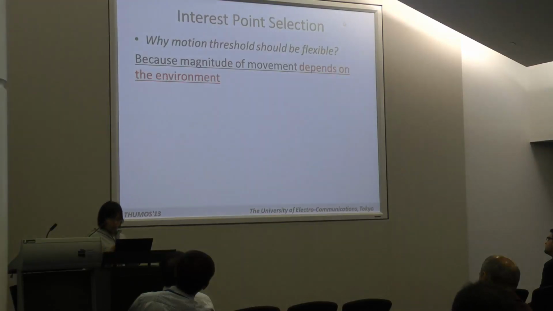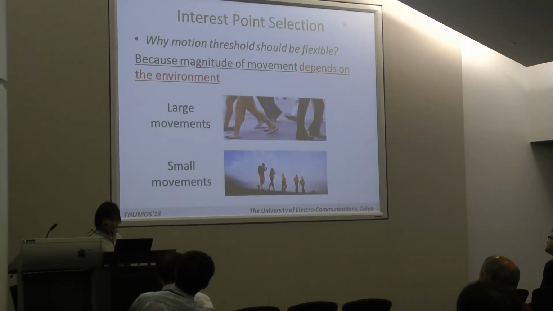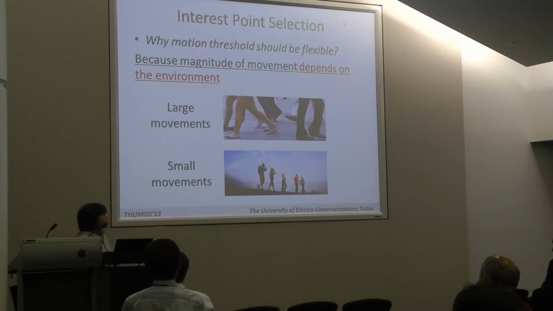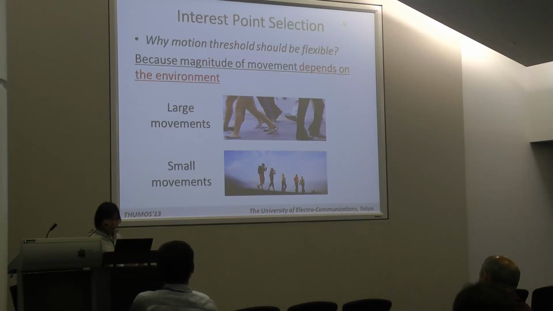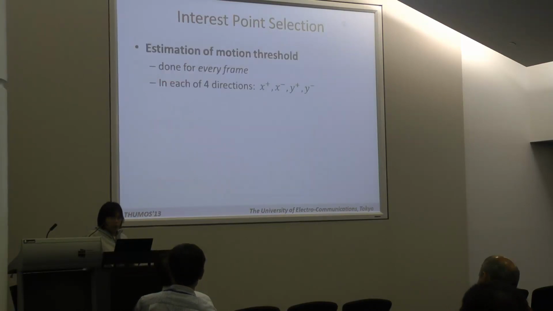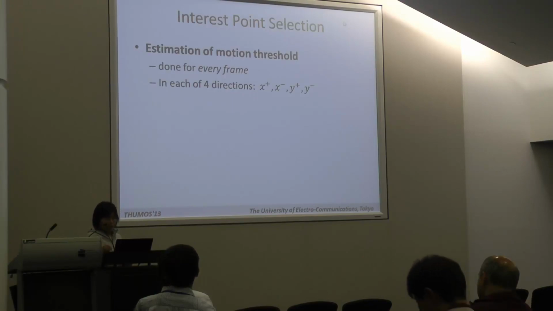It also depends on the environment. For example, even with the same action, the further the distance between the actor and the camera, the smaller the movements will be. And the environment can change at any time. So we propose to update the motion threshold at every frame, and we consider four directions: right, left, up, and down.